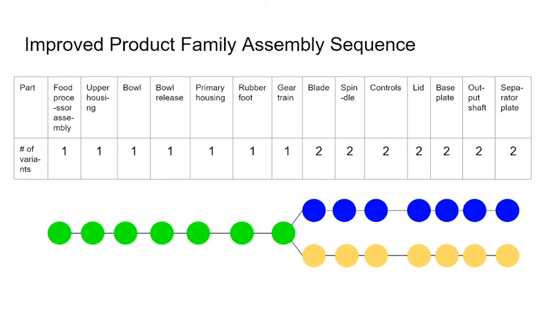This slide shows the improved product family assembly sequence, and the first 7 green nodes shows the steps that involve only part with only one variant before branching out to assembling parts with more than one variant, such as a blade. And this allows to have less number of assembly steps and consolidate the assembly sequence depending on each customer group that we target to make the product for.